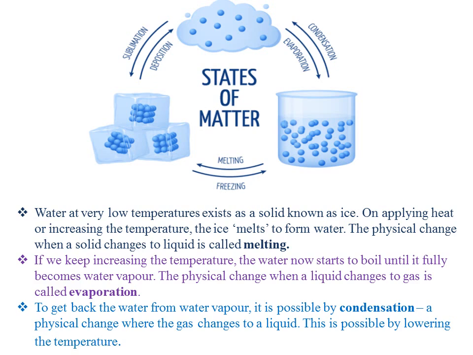To get back the water from water vapor, it is possible by condensation. It is a physical change where a gas changes to a liquid, and this is possible by lowering the temperature. Another process by which a solid can be directly converted into a gas, or a gas can be directly converted into a solid, is known as sublimation.